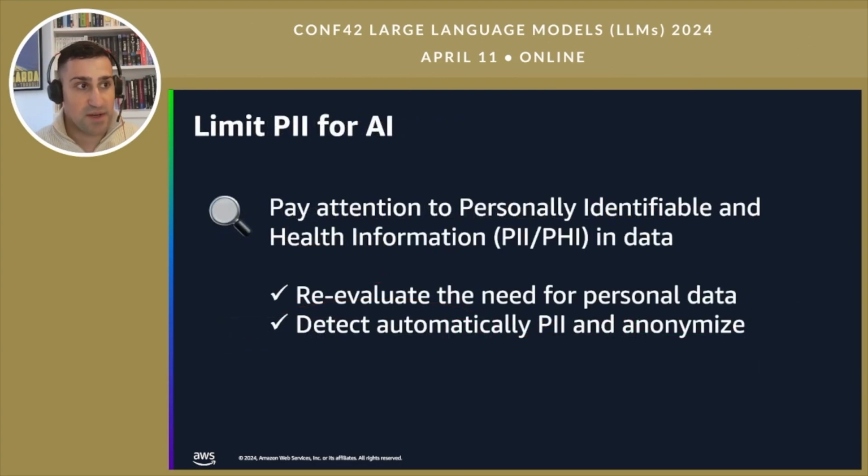Now, what is also important is that we should be aware of personally identifiable information and personal health information. We can use machine learning models to automatically detect PII and PHI, or we can also use LLMs to detect that. But in any case, if it's not necessary to use PII to process a task, we should avoid that and remove or anonymize PII and PHI to secure the user's data.